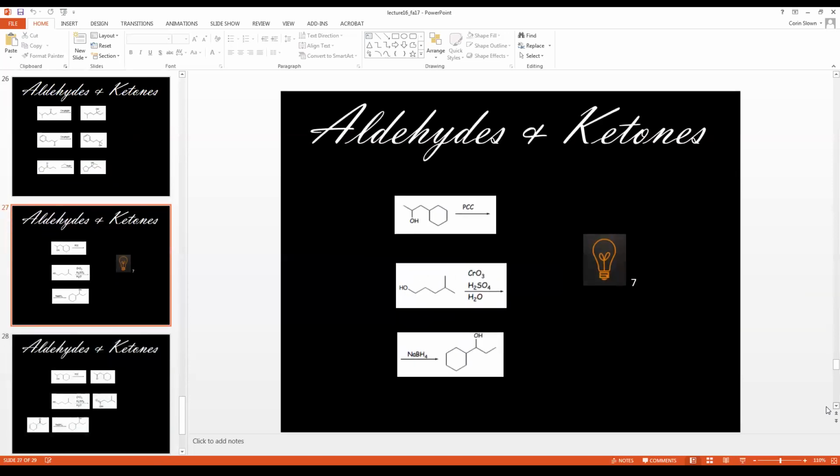Now let's take a look. Can you predict the reaction products or reactants based on the conditions shown? And again, take some time if you need to. You can always check your work later.